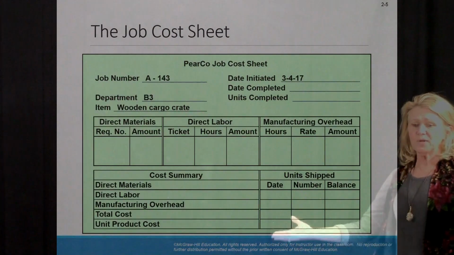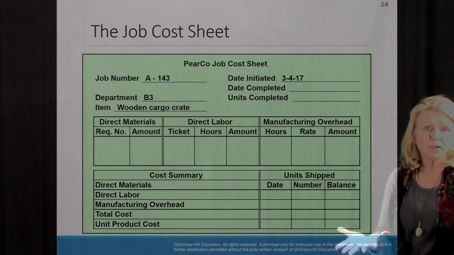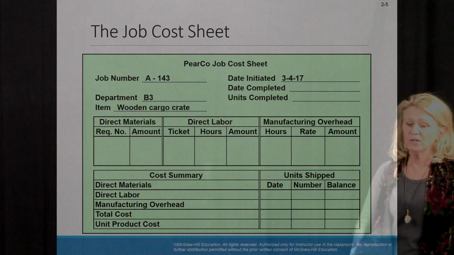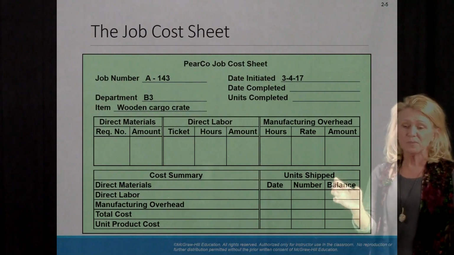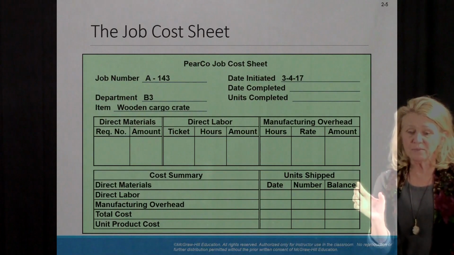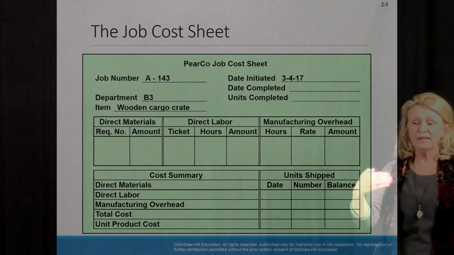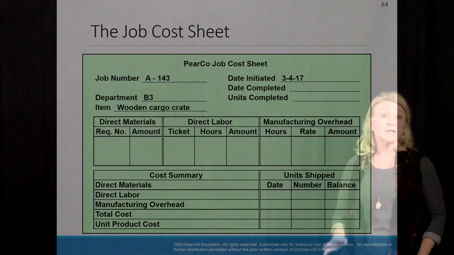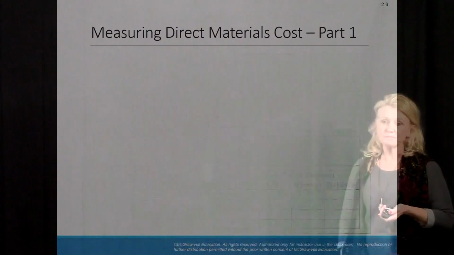All right, this is what a job cost sheet looks like. Here we're making wooden cargo crates. We could be making bicycles, but we're going to make wooden cargo crates. And we're going to decide based on this what our direct materials are, our direct labor is, our manufacturing overhead, and then we're going to calculate the cost summary. And then at the end of the chapter, we're going to calculate the profit on this as well.